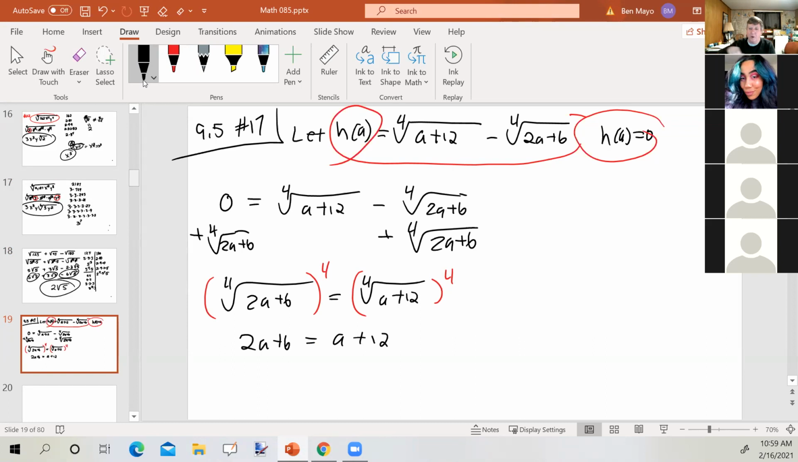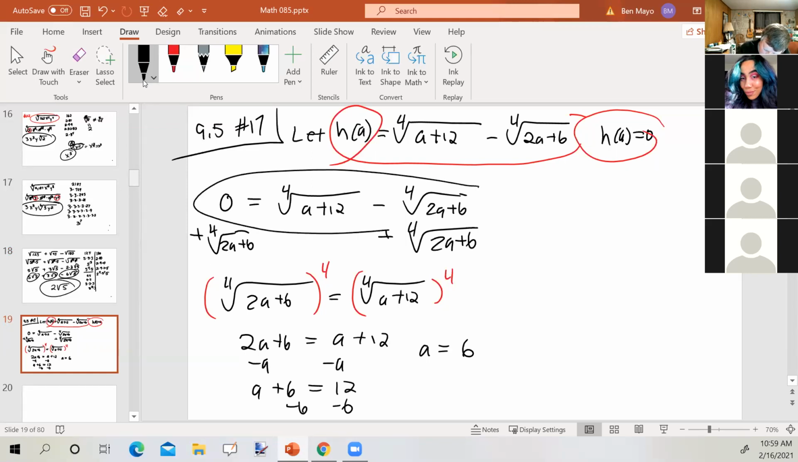Any questions so far before we go on? No. Okay. I'm going to subtract a from both sides. A plus 6 equals 12. Subtract 6 from both sides. A equals 6. And then I'm going to check that. So I'm going to check that here.